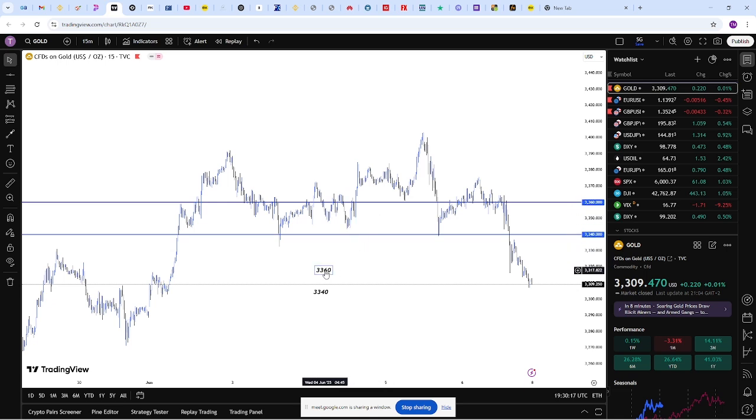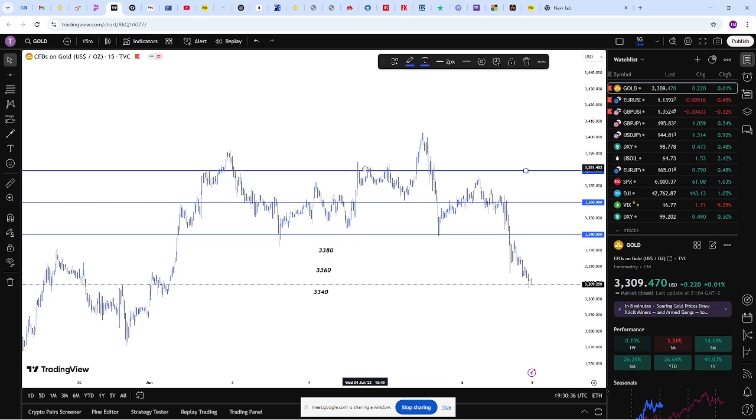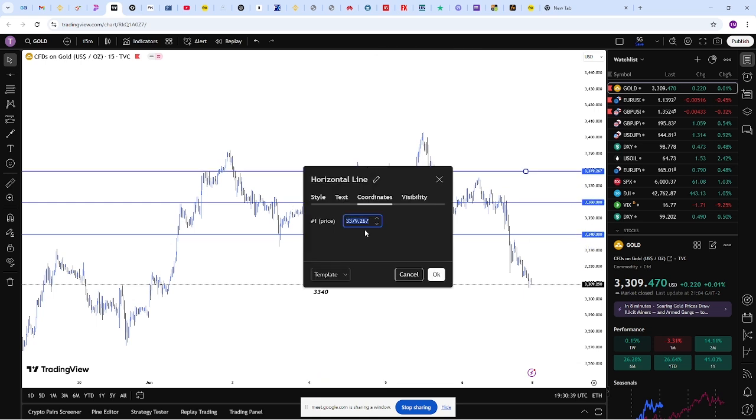So the next line will be what? We are adding 20 to it, the interval. Okay, 20. So what am I going to get? I add 20 to it, I'm going to get 3380, right? So I pick another line, and then I look for 3380.